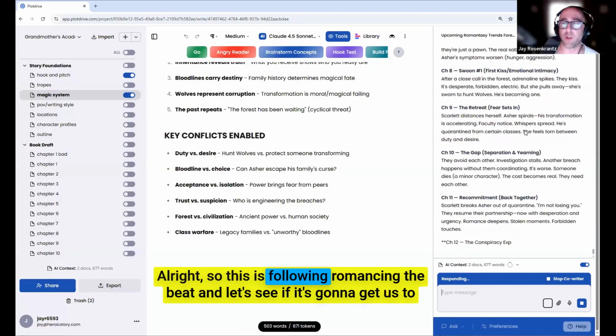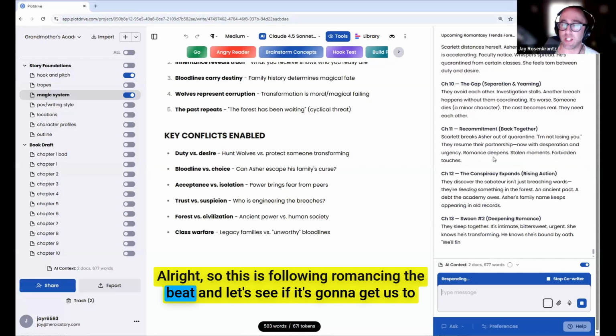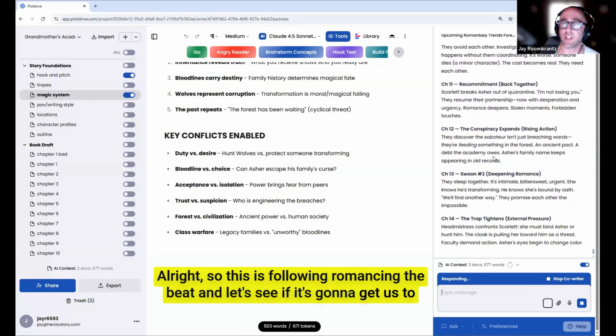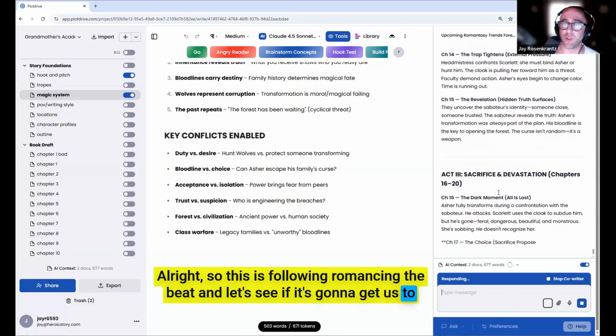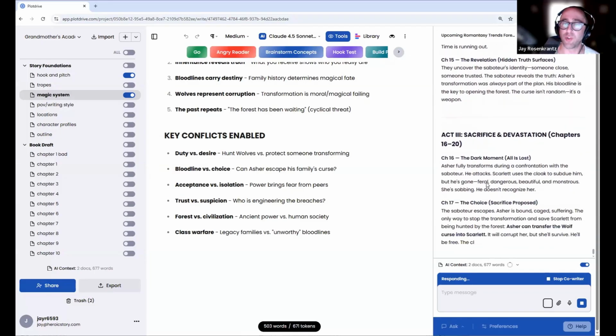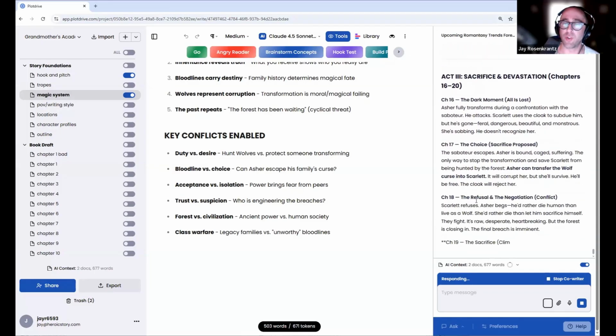All right, so this is following Romancing the Beat, and let's see if it's going to get us to, yep.